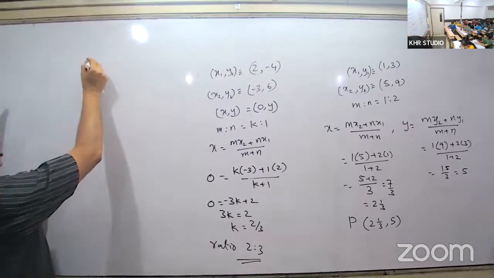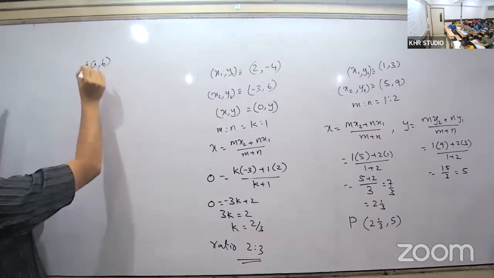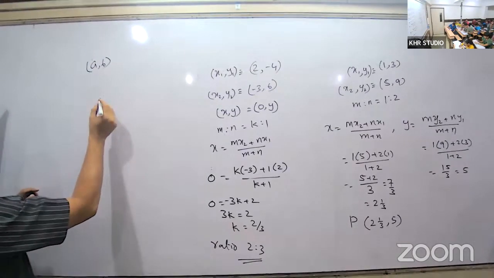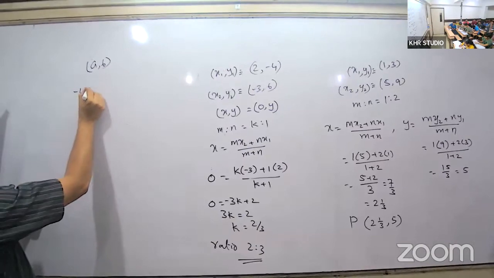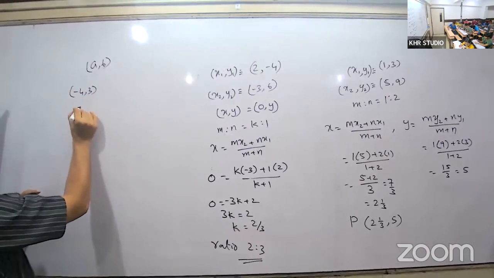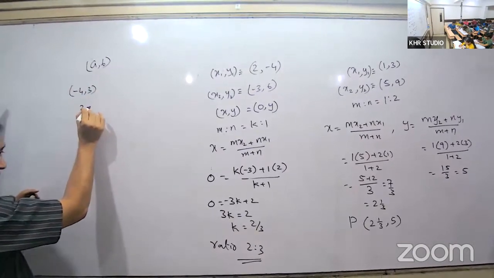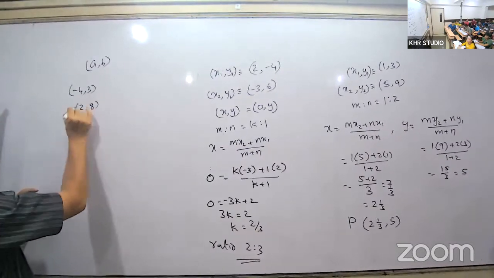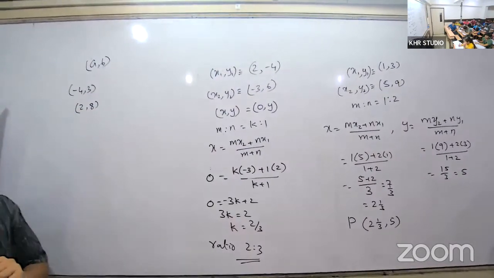First you listen. A, 6. Divide the join of -4, 3 and 2, 8. Also find the value of a.